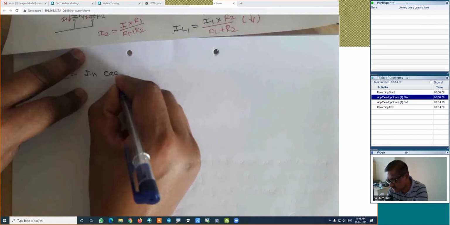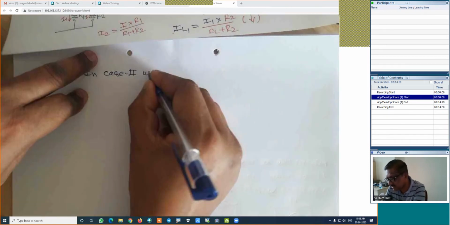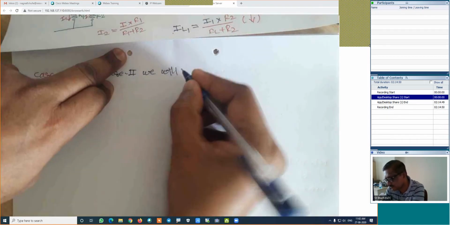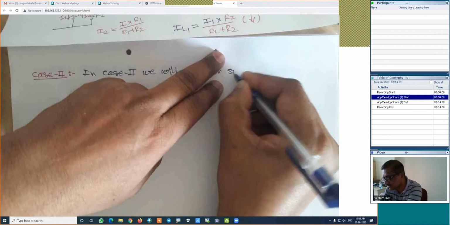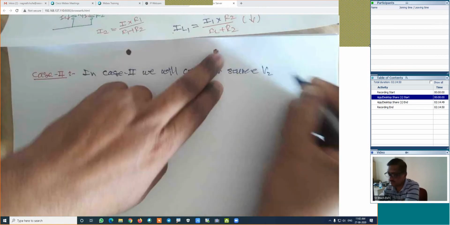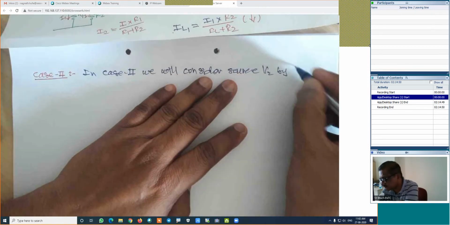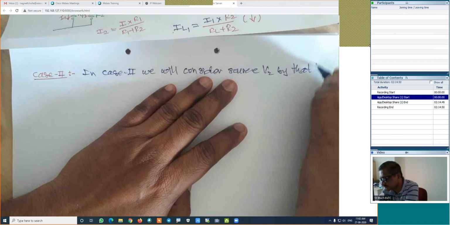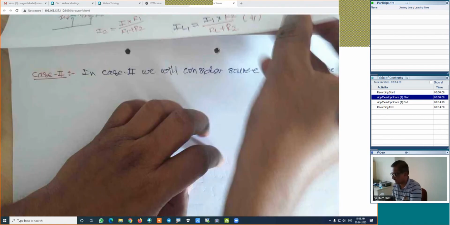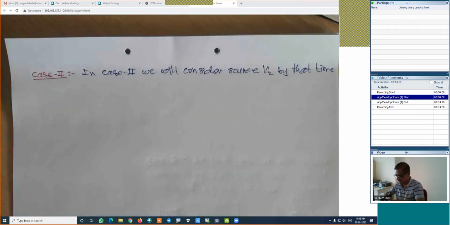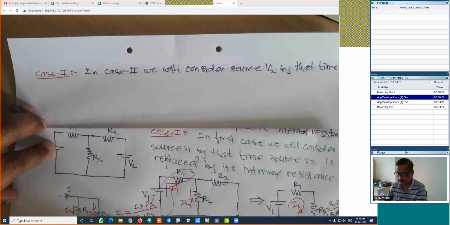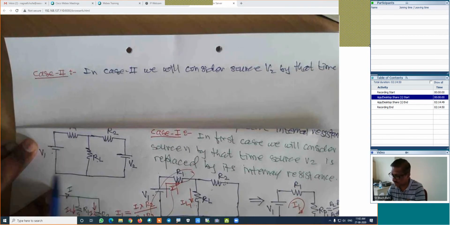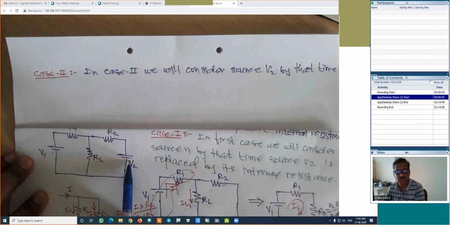In case 2, we will consider source V2. I will show the figure. This is something like this. This is my figure. First we considered the source V1 in case 1. Now I will consider source V2.